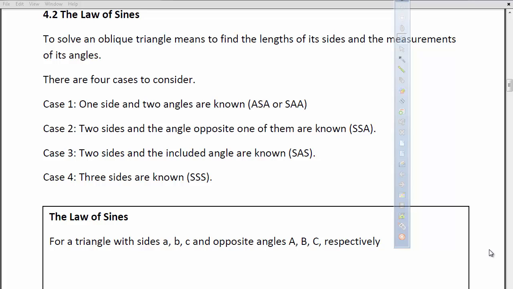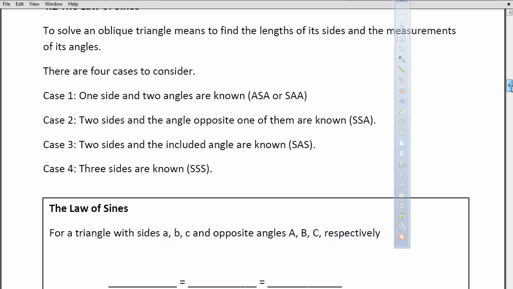Then we've got two sides and the included angle. That's known as side, angle, side. And then finally, we have three sides, which is known as side, side, side, and that's definitely going to require that we first use the law of cosines, and then we can come back to the law of sines.